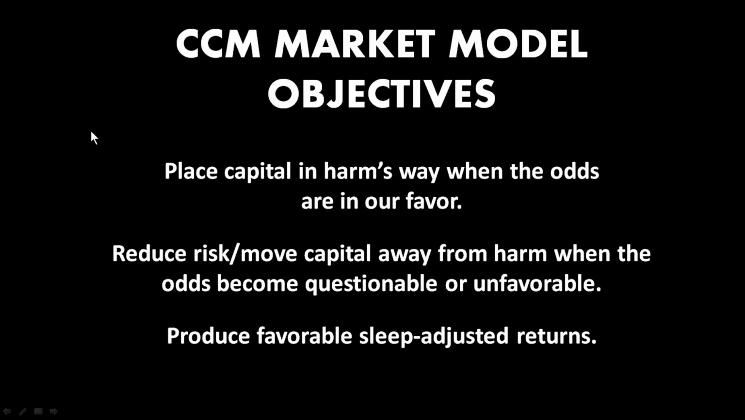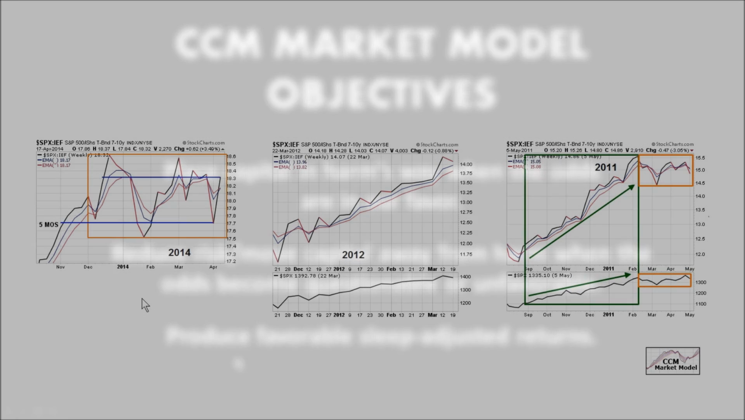These market model objectives will put some context around the charts that follow. We like to place capital in harm's way when the odds are in our favor. We prefer to reduce risk and move capital away from harm when the odds become questionable or unfavorable. Our primary objective is to produce sleep-adjusted returns.